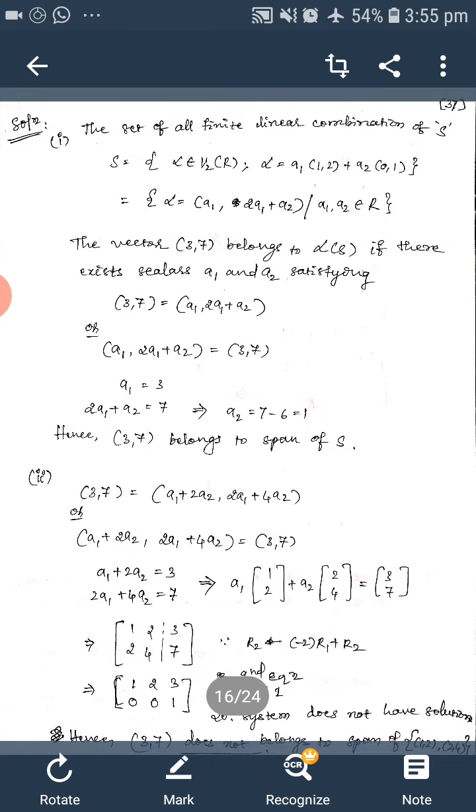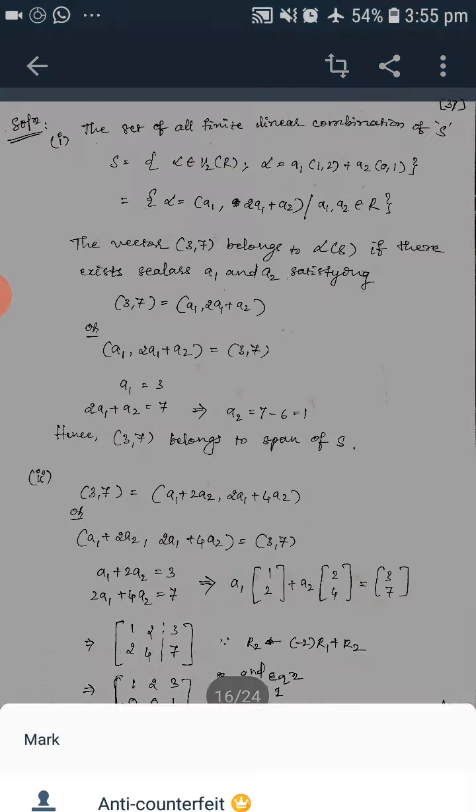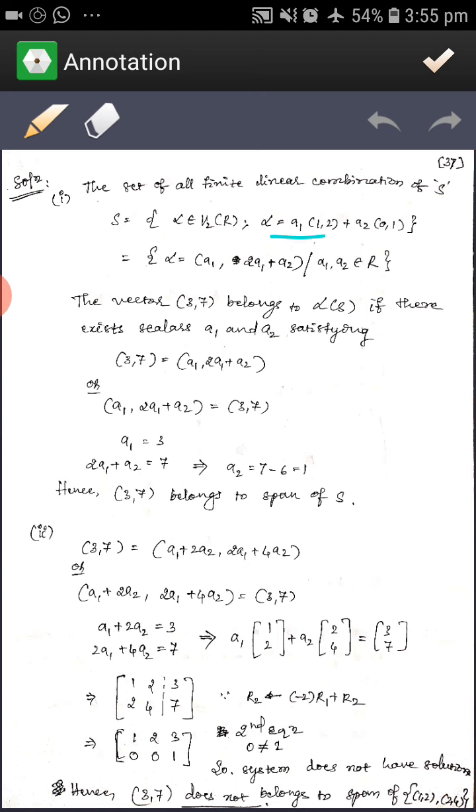Okay, this matrix problem is over. So here, instead of v1 and v2 I have taken a1 and a2. These are vectors, but it will be written in this format: a1 comma 2a1 plus a2. So 3, 7 is equal to this, the equation a1 comma 2a1 plus a2.